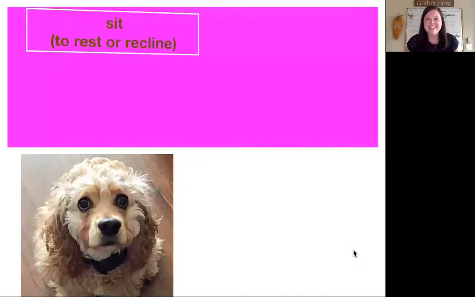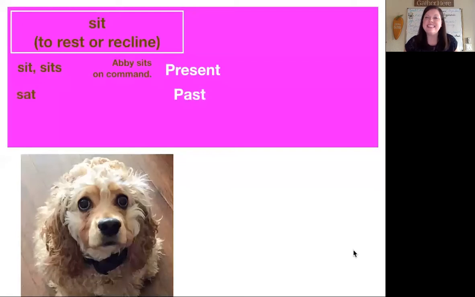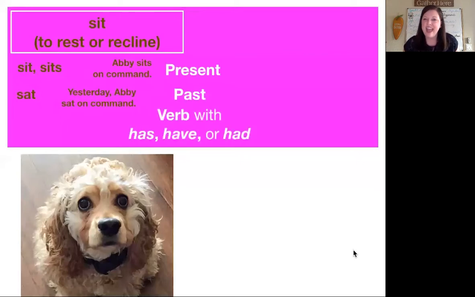All right, the next one is sit. Sit means to rest or recline, just like our other one did. We will also have present, past, and a section with has, have, or had in front. Sit can be spelled sit or sits, depending on what kind of subject you have. For example, Abby sits on command. She rests, she reclines by command. Past, sat. Yesterday, Abby sat on command. A verb with has, have, or had out in front, I refer to those as the H brothers. Sat. Abby has sat on command, as in many times before she has done that.